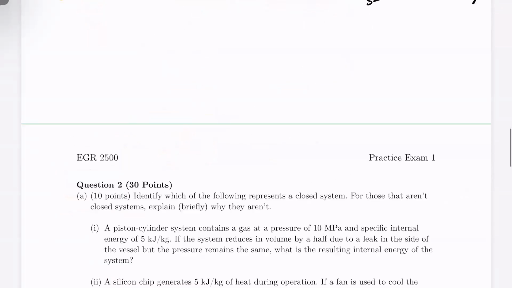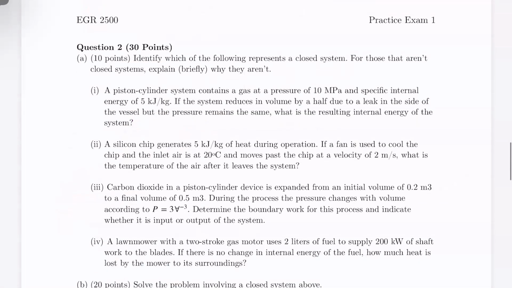Okay, so for this question, we're given 4 systems and we want to identify them as either open or closed systems. And then the second part of this is to solve the problem that's a closed system. Okay. So let's do the first part first.